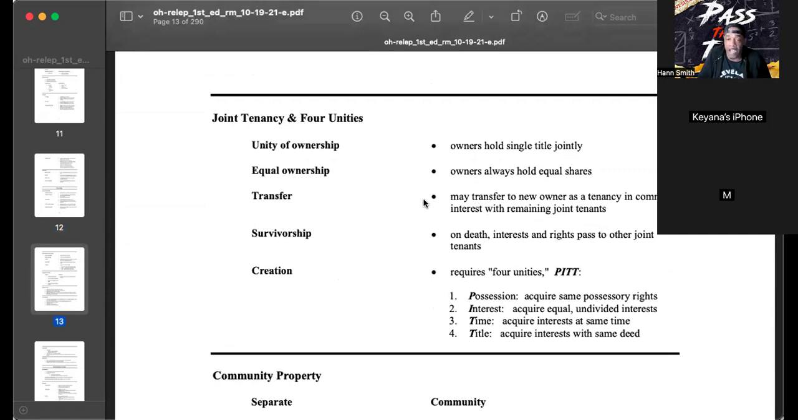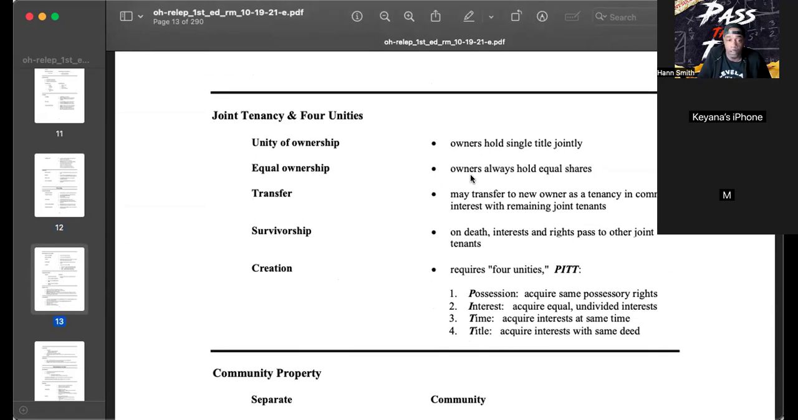Joint tenancy in common. All right. Unity of ownership. Owners hold single title jointly. Equal ownership. Owners always hold equal shares, 50-50. Transfer. May transfer to a new owner as a tenancy in common. I forgot to tell y'all that. If you do transfer it to a new owner, it converts into a tenancy in common out of the joint tenancy.